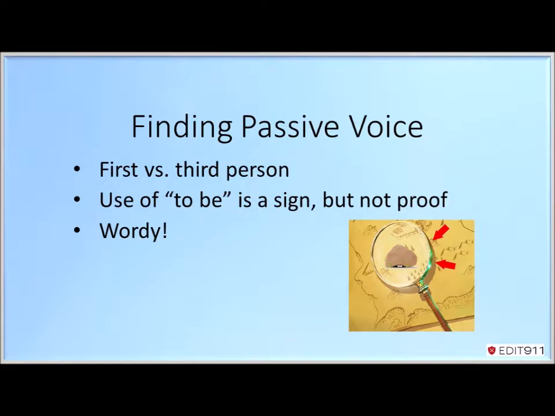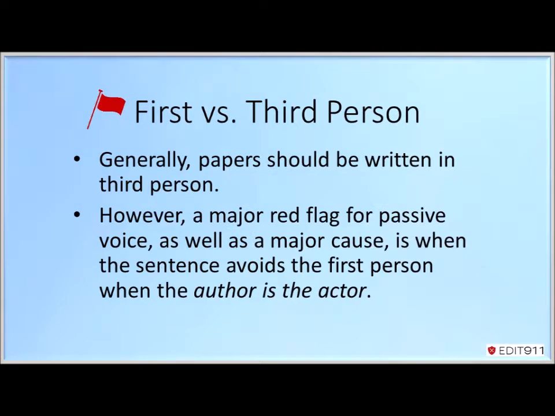Right off, I'm going to explain why I've brought in first person and third person into this. I also want to get into the fact that using to be is a sort of sign, but it's not proof. We'll discuss, and oh my goodness, being wordy. These are all big signs that passive voice is taking place. So generally, we know papers should be written in the third person. Students in the humanities particularly know all about this. When you're comparing great authors' use of profanity in the 19th century to how they write today, you're probably not going to bring in personal experience.